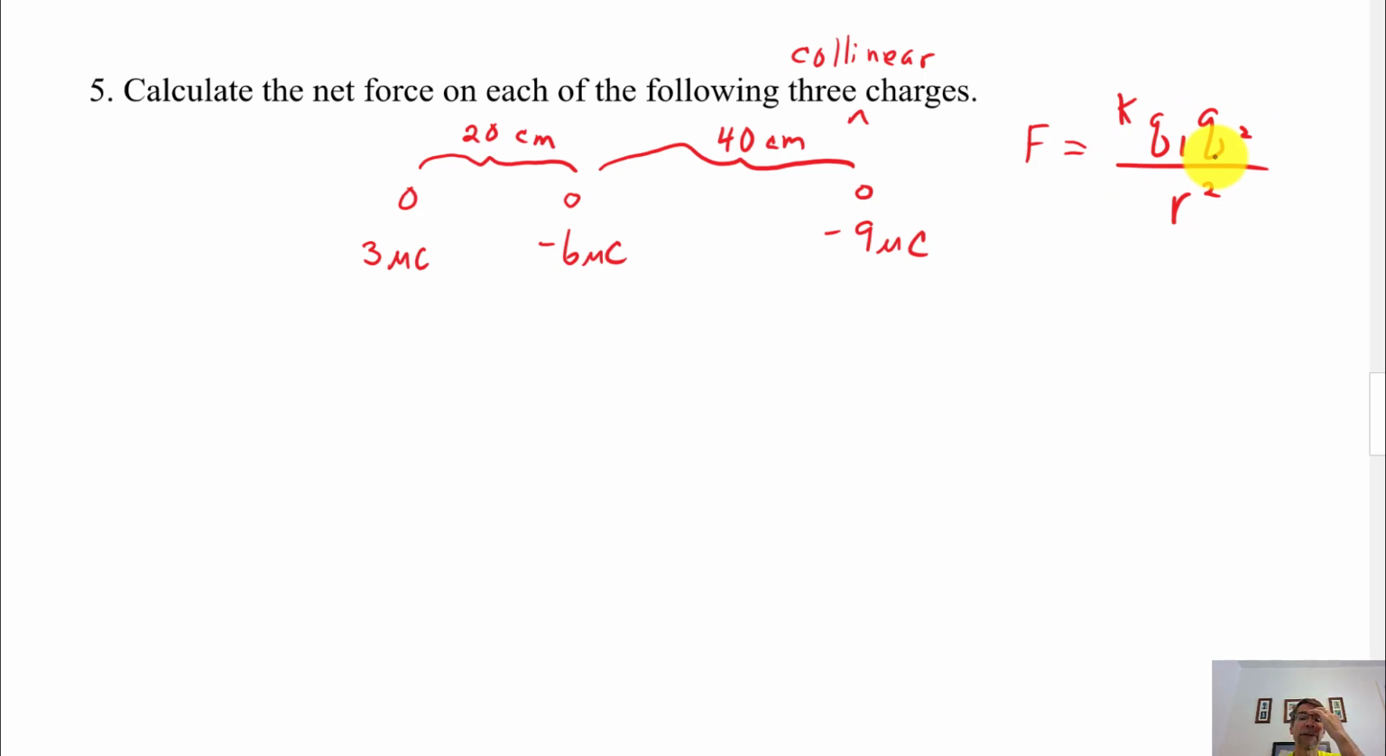Alright, so we've got to do this 3 times in this problem. And the diagram is very, very important. For example here, I'm going to start with the 3 and the 6. So the 3 and the 6 attract each other. So the way I'm going to show that is this. I'm going to put these two arrows so you can see them.